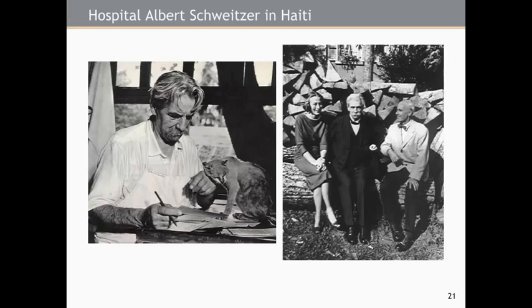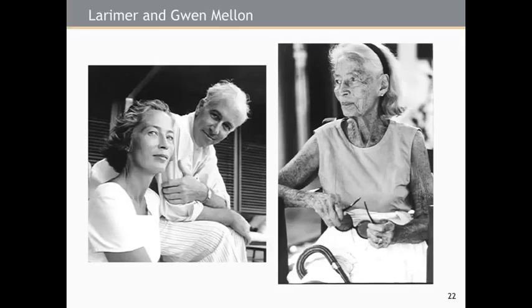So when they were 37 or so, they changed their lives. Larry went to medical school, and his wife became a medical technician, and they moved to Haiti and started a hospital, which they named in honor of Albert Schweitzer. And in 1956, this hospital opened up, and it was quite well known early on. The Mellons were very wealthy. They had money to invest in this, and they moved there and operated this hospital.